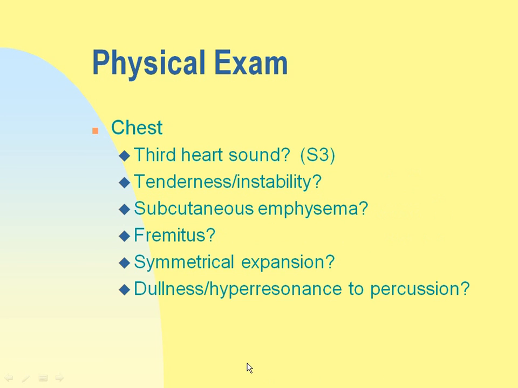Okay, moving forward. Chest, and other things to look for: a third heart sound. Obviously, we're looking at kind of a CHF issue at that point. Tenderness, instability, again looking at more trauma. Sub-Q air, we talked about that. Fremitus, that's just a nice way of saying palpable vibration. Assessment-wise, they'll have you say E, and you'll feel the vibration going down their back if you want to get that in depth.